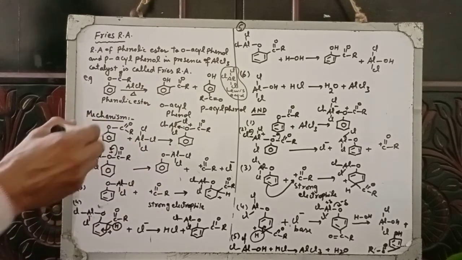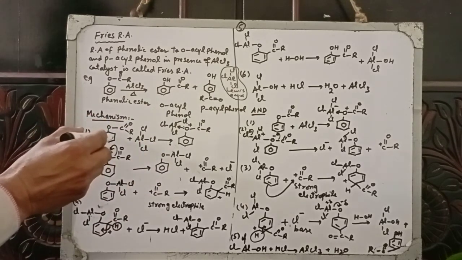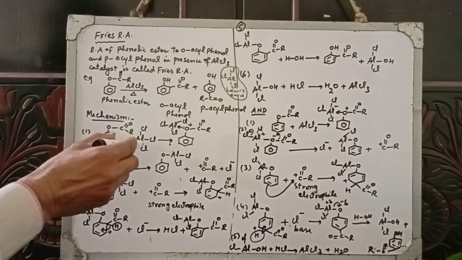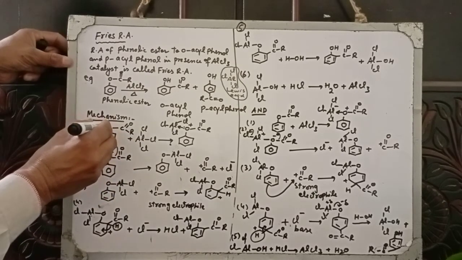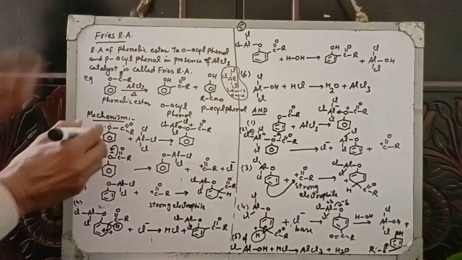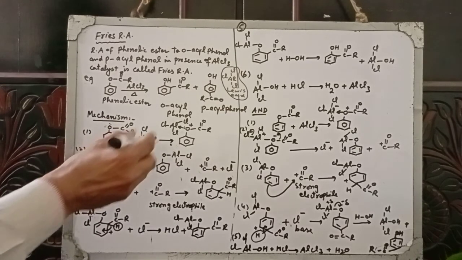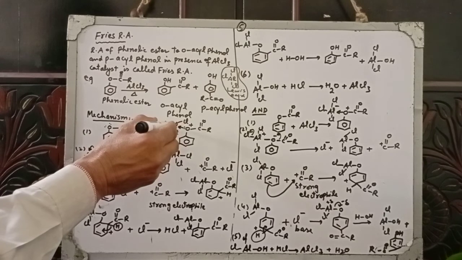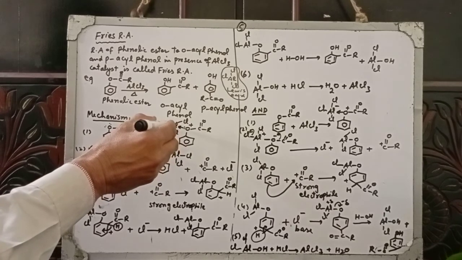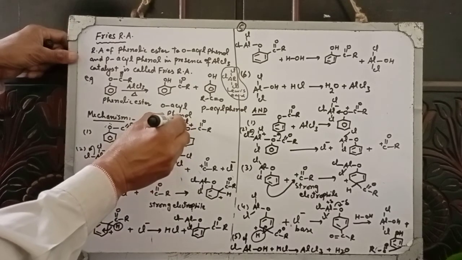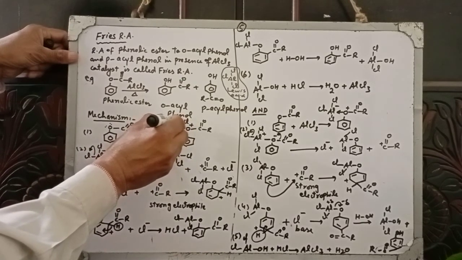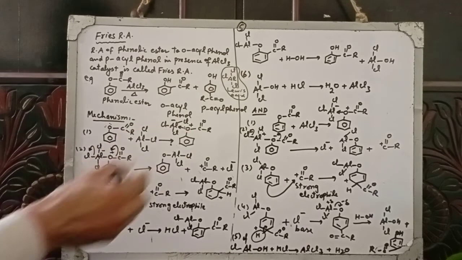What is the mechanism? This is the phenolic ester, phenyl alkyl ester. When it is treated with AlCl3, this oxygen has an electron pair. It acts as the Lewis base, and AlCl3 is the Lewis acid. This oxygen donates electrons to aluminium, and the octet of aluminium is completed. Therefore, oxygen will become positive, and aluminium has gained electrons, so it will become negatively charged.